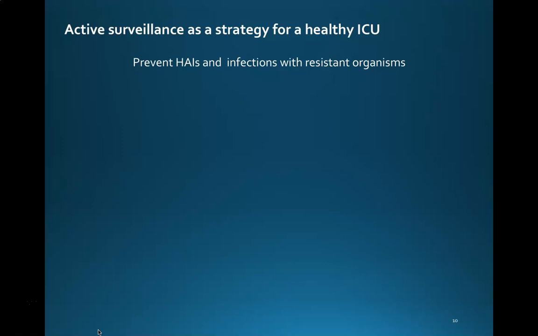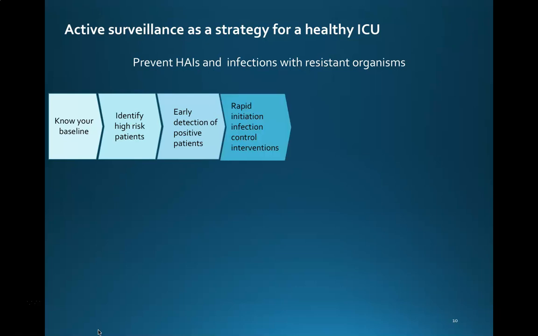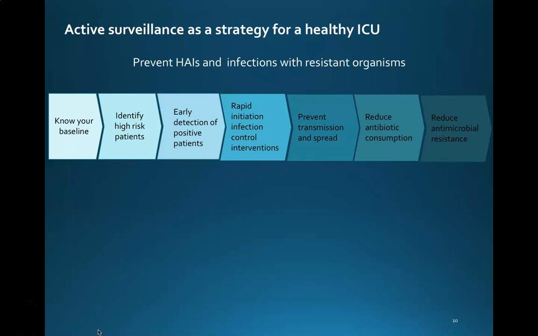So what about active surveillance as a strategy for a healthy ICU? Well, we know we want to prevent healthcare-associated infections, and particularly infections with resistant organisms. So active surveillance helps you know your baseline. It enables you to identify high-risk patients. It enables you to detect very early on your positive patients. It enables you to rapidly initiate infection control measures, such as contact precautions and isolation. That enables you to prevent transmission and spread. It enables you to reduce antibiotic consumption, and enables you to reduce antimicrobial resistance overall.